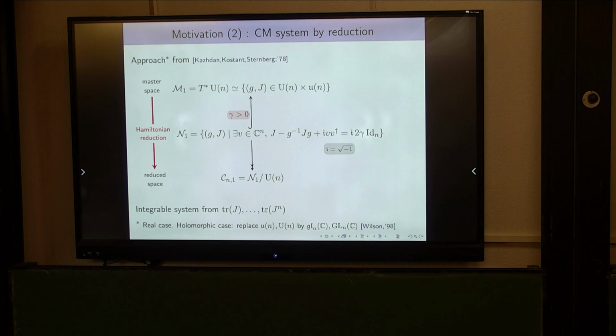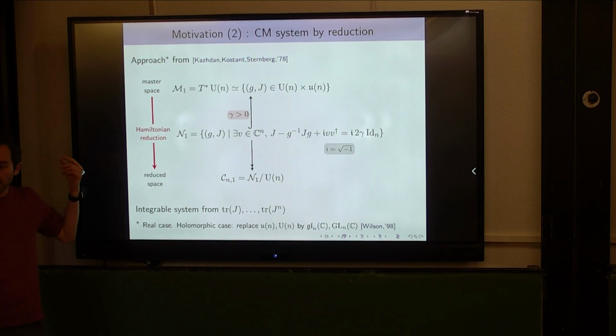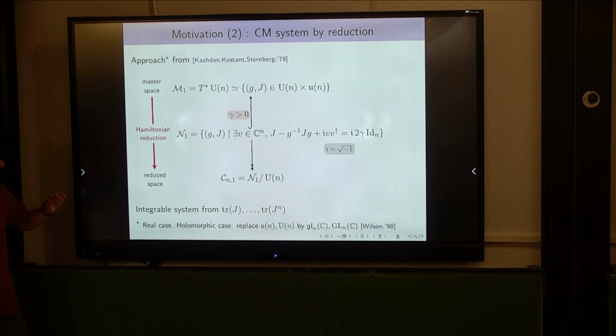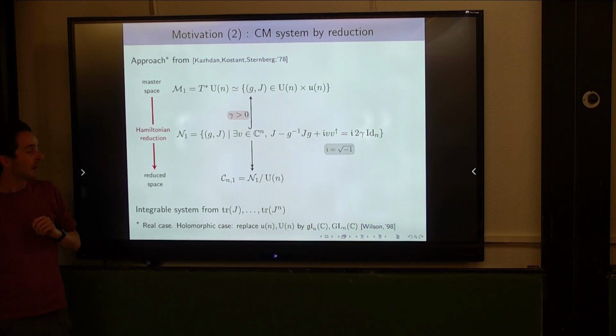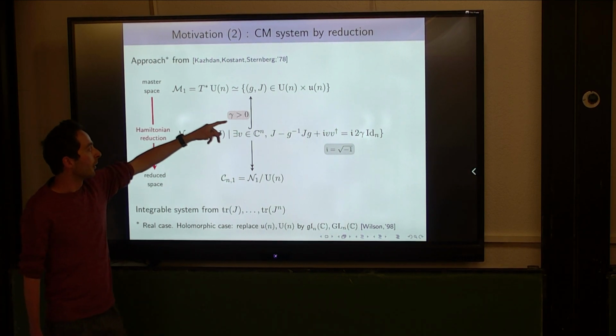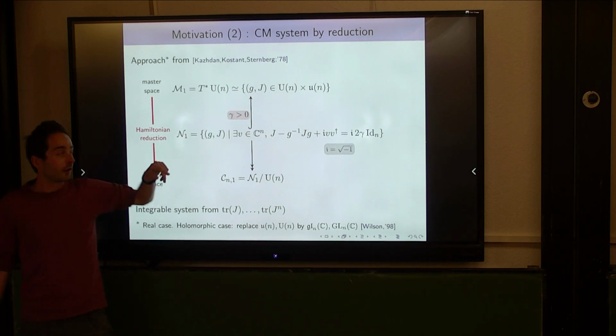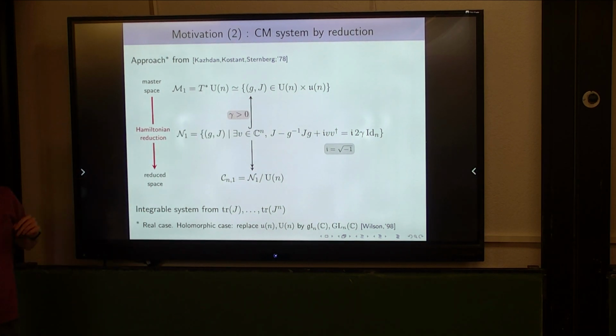The approach that I'm following is something very old, due to Kazhdan, Kostant, and Sternberg. I will describe first the real case, but the complex case is basically more or less the same. To understand our system as the Hamiltonian reduction of something, we start with a very easy model, just the cotangent space to unitary matrices. I will trivialize it by having a little g, which is a unitary matrix, and then my J, which is in the Lie algebra, after identifying it with its dual.